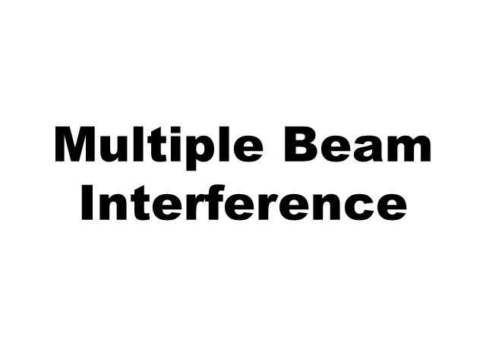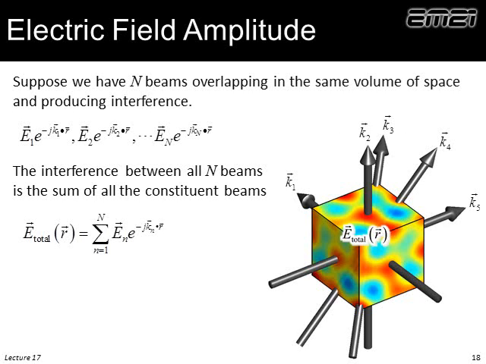Now we're going to step through the same math and apply all these same concepts, but now we have more than two beams producing interference. In this case, we have 5 beams, 5 different wave vectors, and we're looking in this volume of space where all of those waves overlap. And we can see we get this very complex, very strange looking overall interference pattern.